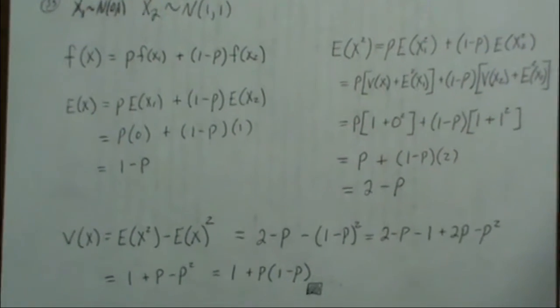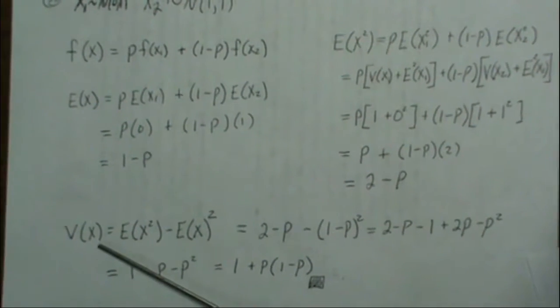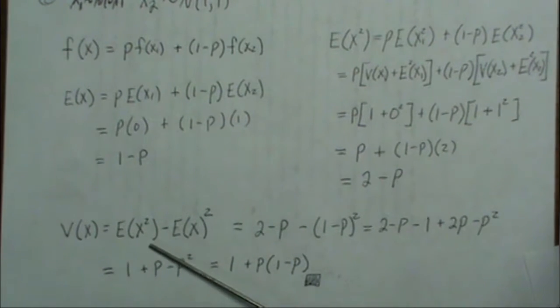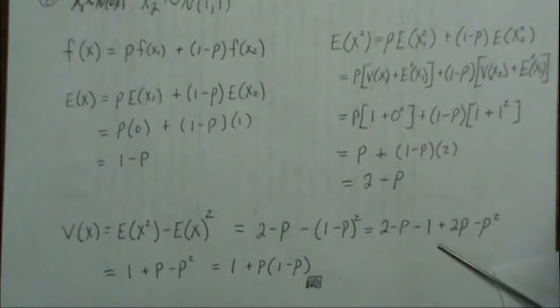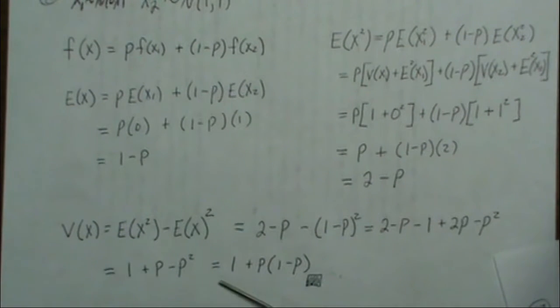So now we can find the variance of x. It was the expected value of x squared, which is this, minus the mean squared. Reduce, reduce, reduce, we get p times 1 minus p.